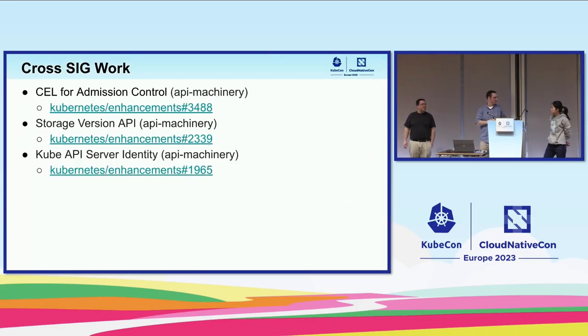Do you want to talk through this? Yeah. All right. And like every other SIG, we have a lot of cross-SIG work. I mean, you just mentioned a bunch of SIG Network things. Yeah. That's true. But we actually work very closely with API Machinery. Specifically, we mentioned CEL formation and then the storage version API, as well as Kube API server identity, just to name a few.